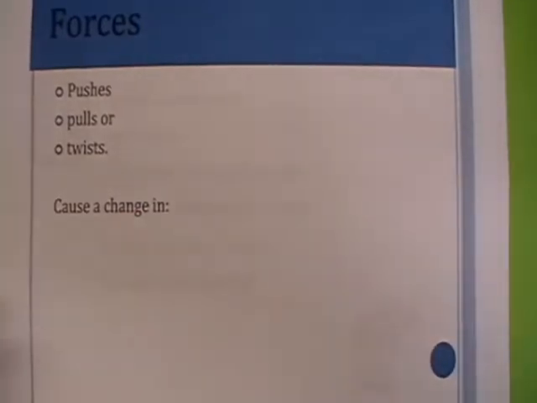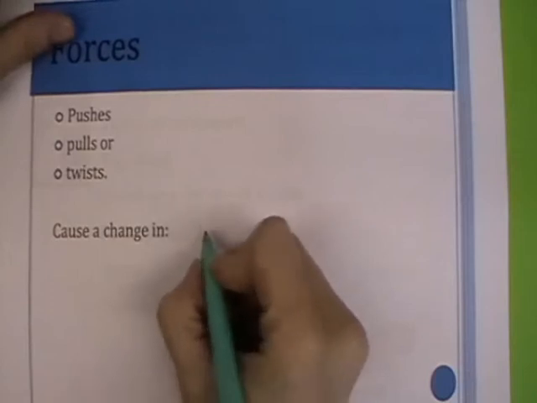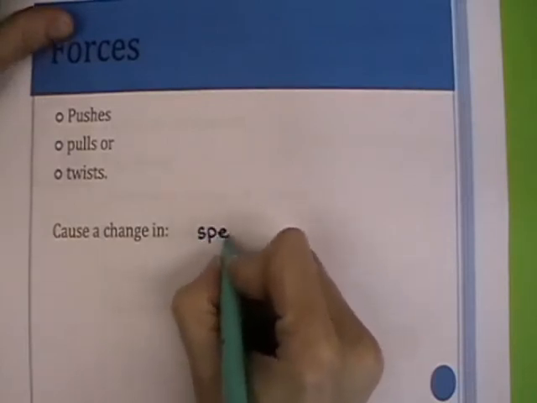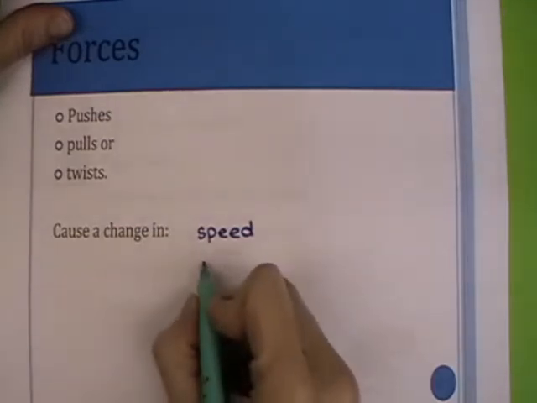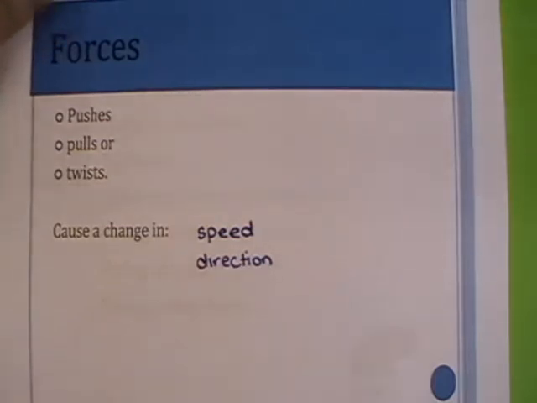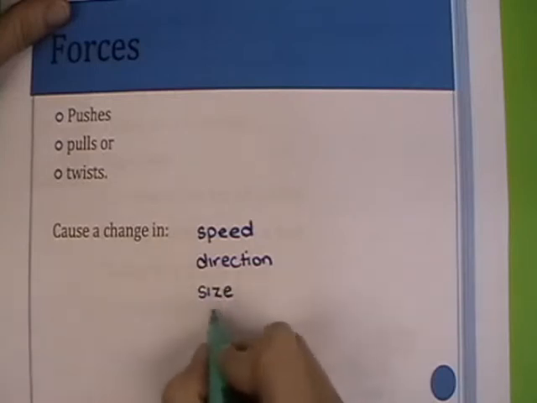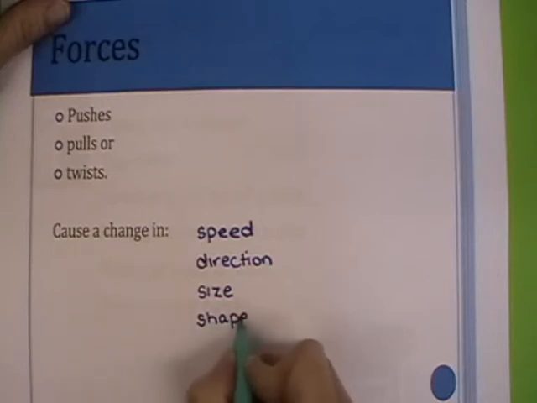So the first little bit here is just about what a force is and what it does. Forces are pushes, pulls or twists, and you learnt that in Year 9. And what do forces do? They cause a change whenever they act. They cause a change in speed of an object, the direction of an object. So they can cause it to change direction. They can cause a change in size of an object. And I suppose the last one really goes with that. They cause a change in the shape of an object. So they cause a change in speed, direction, size and shape.